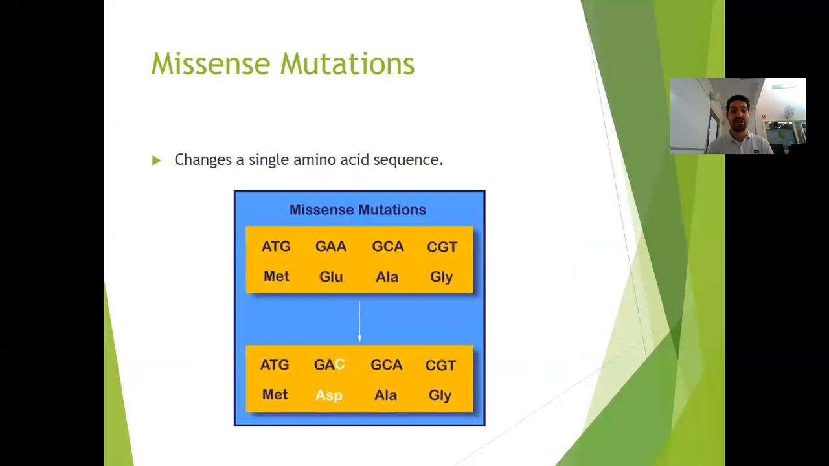A missense mutation is when we have a single change to an amino acid. So here again, we've got a substitution. We've got A being replaced with C. But this time, that amino acid has changed from a glue to an ASP. So that then might lead to a functional change in the protein because the shape is going to be altered in some way. You can see that the other amino acids are still okay, but this one amino acid has changed, and we call that a missense mutation.